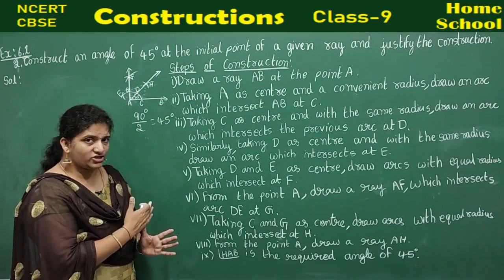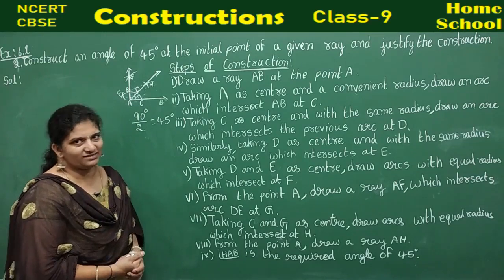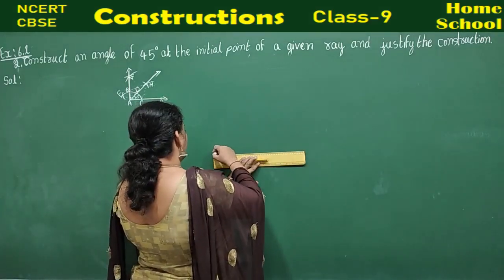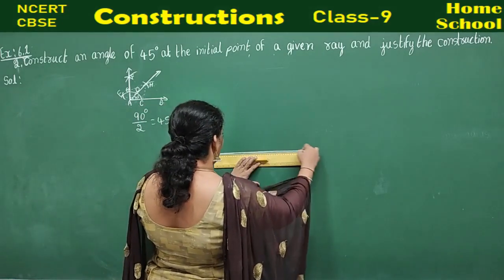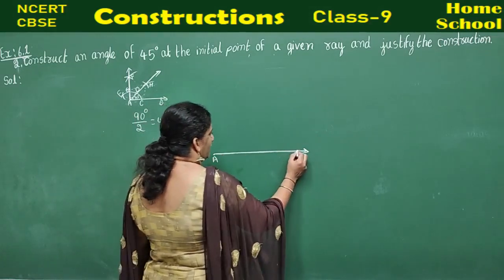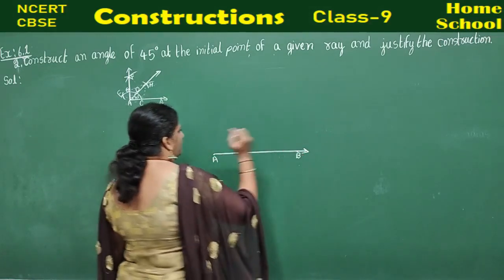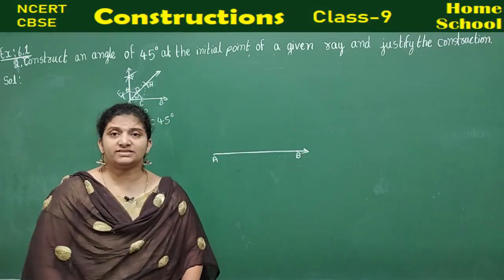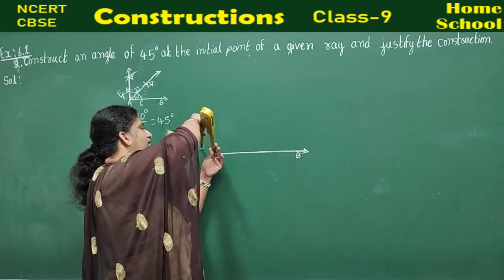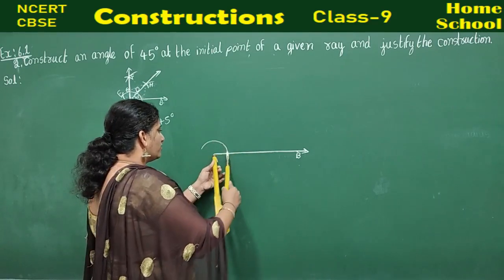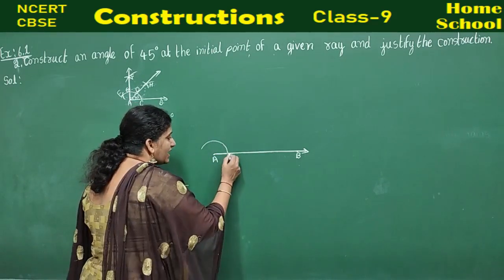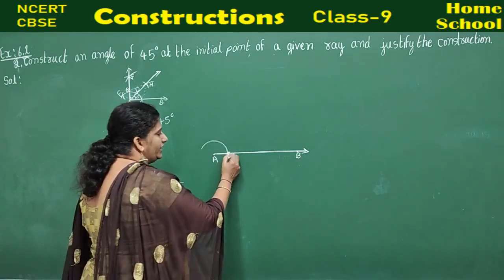Let's draw the construction and then justify our answer. Now, let's do the construction by drawing a ray AB. Mark a point here, B. Now, what's your second step? With A as a center and a convenient radius, I have drawn an arc where it touches AB at a point C.